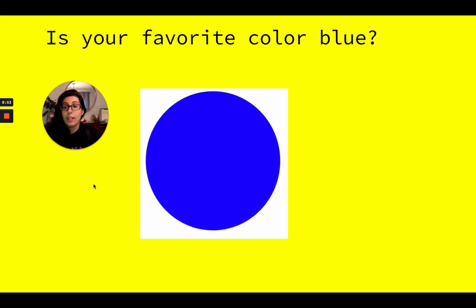Is your favorite color blue? If your favorite color is blue, go ahead and stand up. If it is another color, stay seated. If you're playing from home, click yes or no. I'm staying in my seat because my favorite color is purple, not blue. Take a look around. Are there other people who like blue? Are there other people who have different favorite colors? All right, if you're standing, have a seat so we can find out what our next question is.